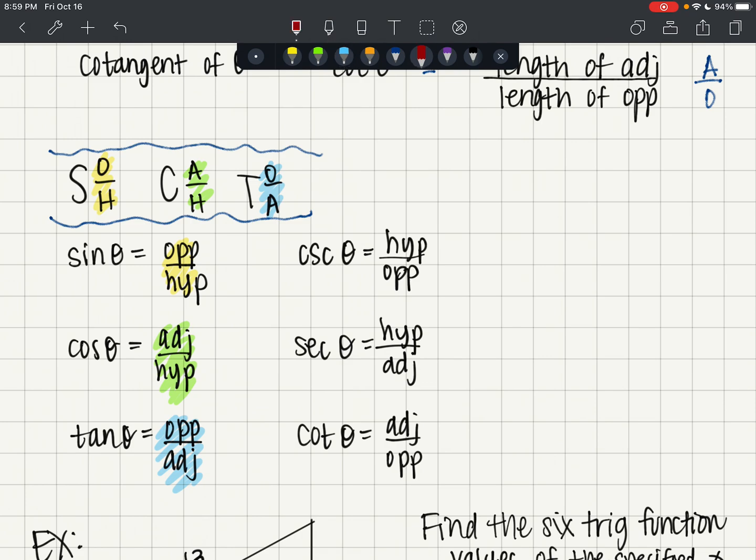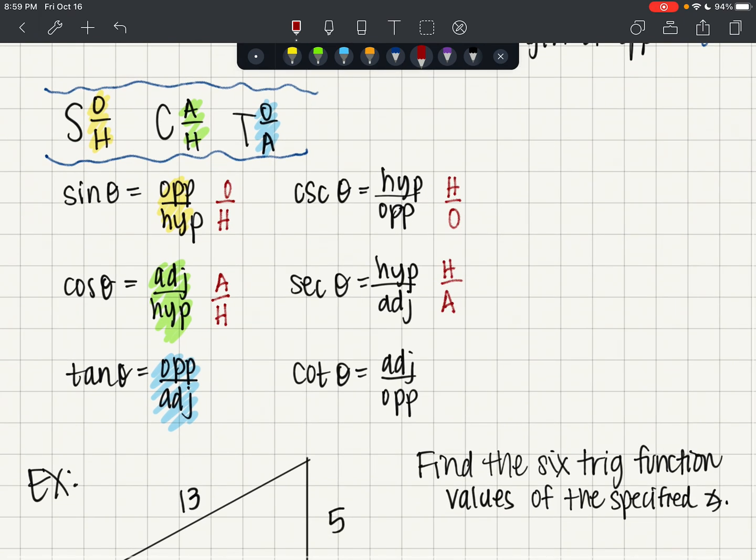And that's because the cosecant is the reciprocal of sine. So the sine of theta is opposite over hypotenuse. The cosecant of theta is hypotenuse over opposite. The cosine of theta is the adjacent side over the hypotenuse, where the secant of theta is equal to the hypotenuse over the adjacent. And then the tangent of theta is equal to the ratio of the opposite side over the adjacent side, and the cotangent of theta is the reciprocal, adjacent over opposite.